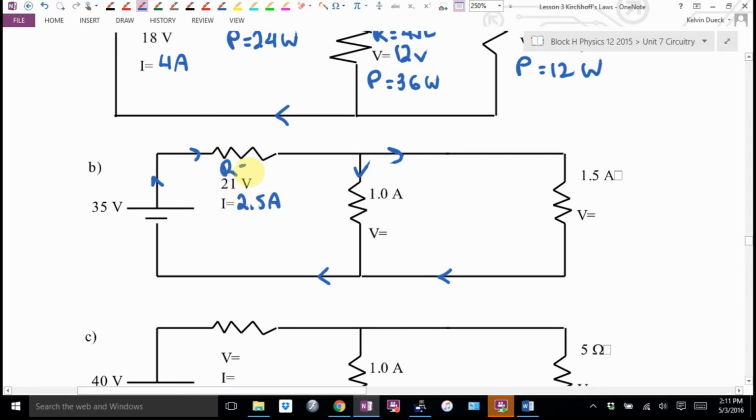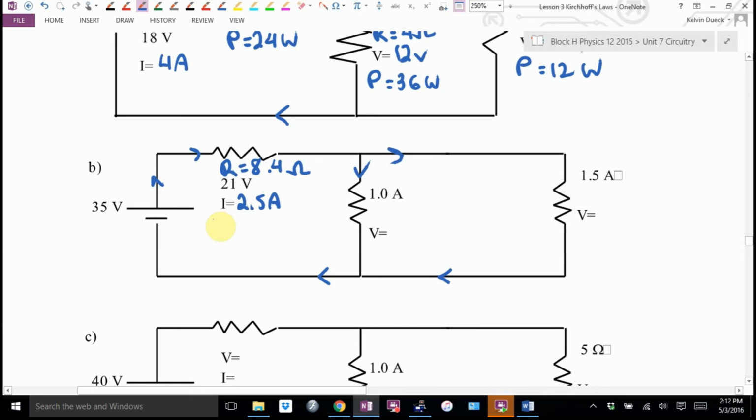By the way, what's the resistance of that particular resistor? Need your calculator for it. You guys okay with how we're finding the resistance? It's going to be V over I, right? Sorry? 8.4, is that right? 8.4 what? Ohm. By the way, throw the units on because you might forget what number is what later on.